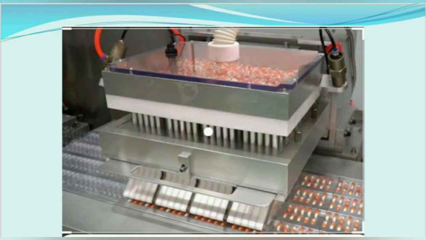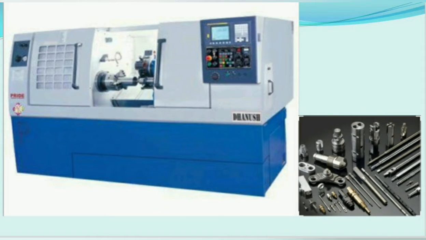This tablet packing machine is an example of programmable automation. By making changes in the program or changing some parts of the machine, we can use the same machine for packing different types of tablets. This CNC machine is also an example of programmable automation. Through reprogramming, different types of metal jobs like threading, cutting, drilling are performed on this machine.